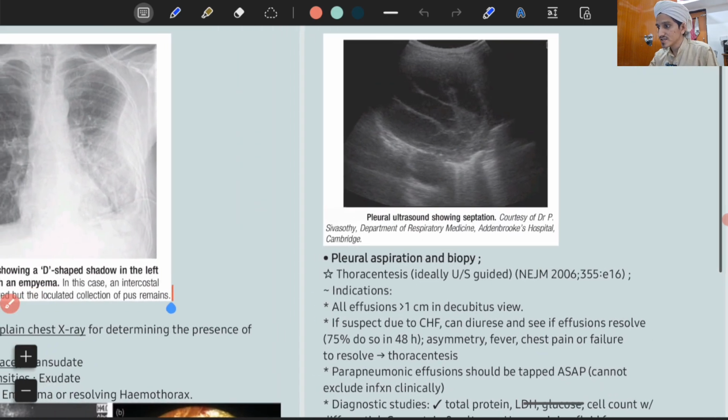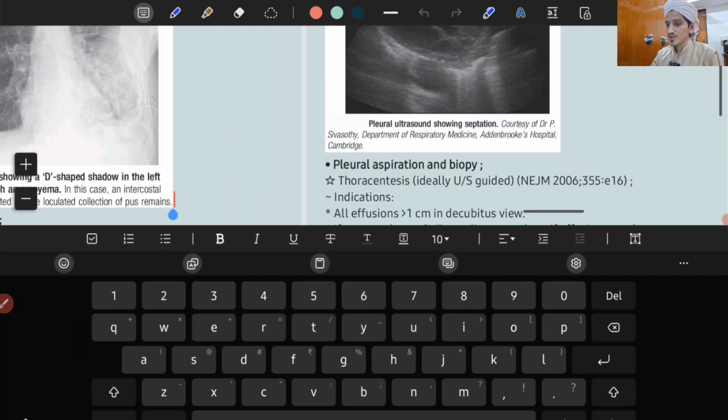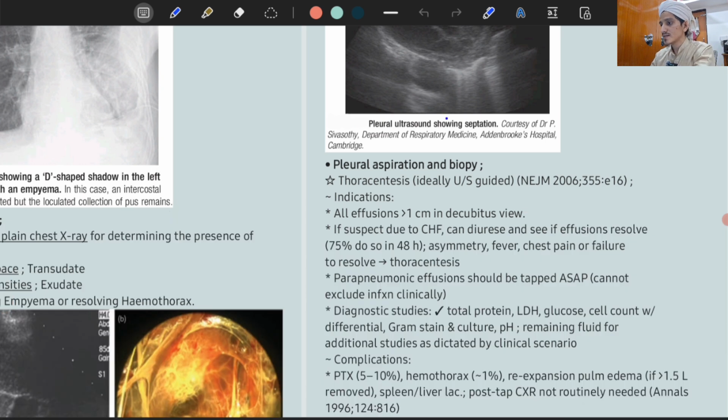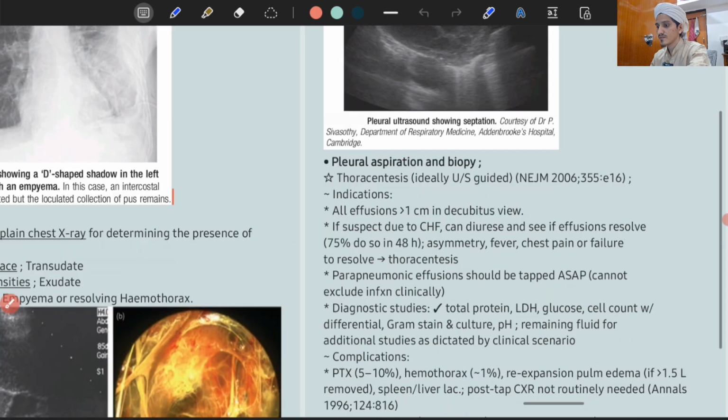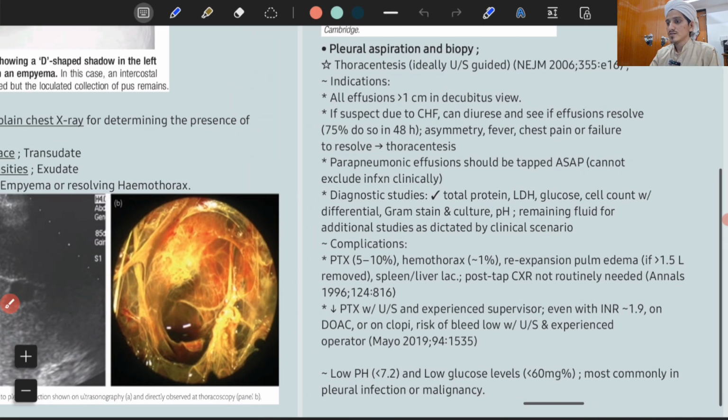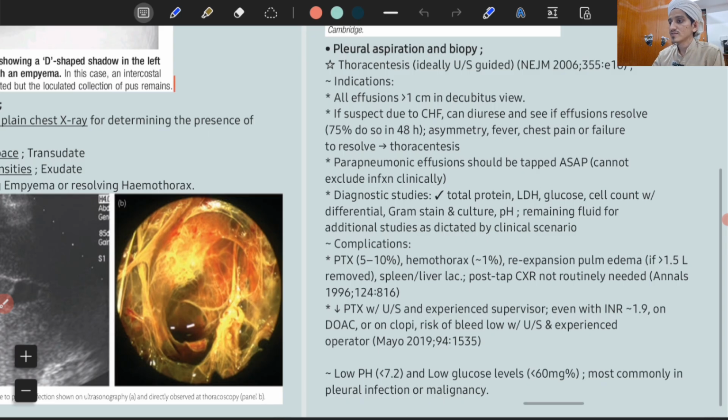This is one more image showing septations in ultrasound. Okay, now coming to pleural aspiration and biopsy. So that is known as pleural aspiration or thoracocentesis. Ideally it should be ultrasound guided, but most of the times we don't use ultrasound and directly from the mid-clavicular line we insert a wide bore needle and take out that fluid.